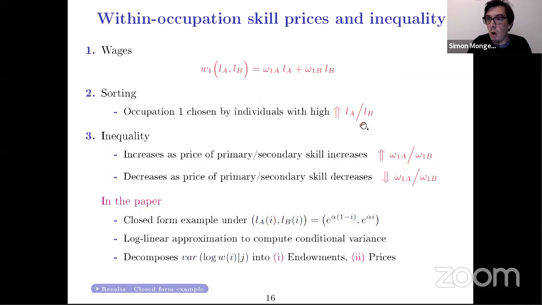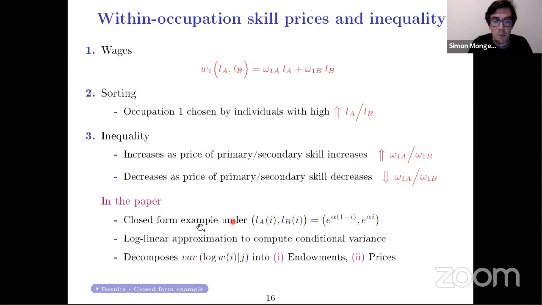Given this allocation, inequality is going to increase in occupation one as the price of this primary skill relative to the secondary skill goes up. And that's going to be achieved when this bundling constraint binds more. It's going to decrease as the price of the primary to secondary skill decreases. So if you're a specialist in occupation one and the price of the primary skill to the secondary skill goes up, your wages are going to increase relative to your mate who's a generalist.